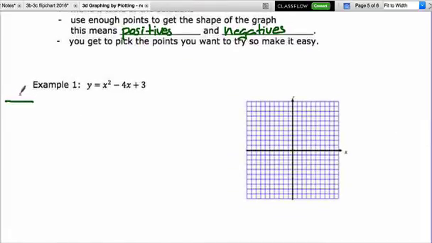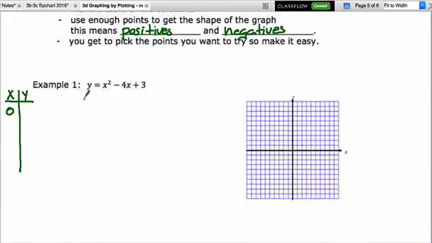So we're going to make a table. I'm going to pick some x's and find out what the y's are. I said pick the points to make it easy on yourself. For instance, a point that would be easy is 0. If I use 0, that usually gets rid of some stuff and makes it easy to simplify.